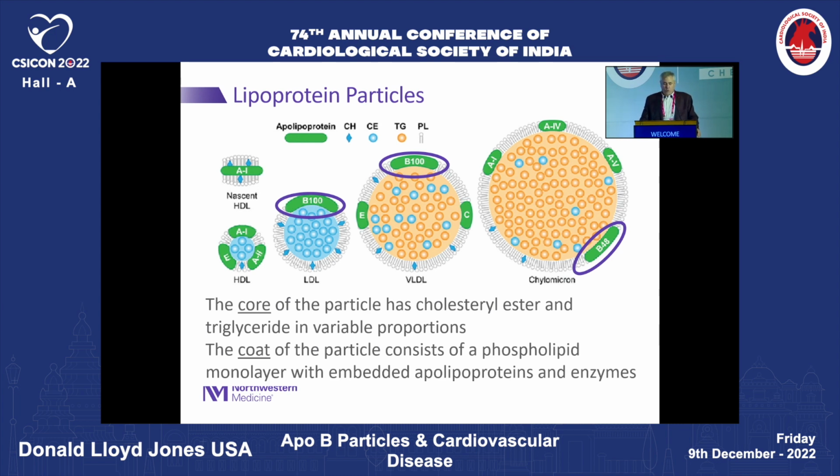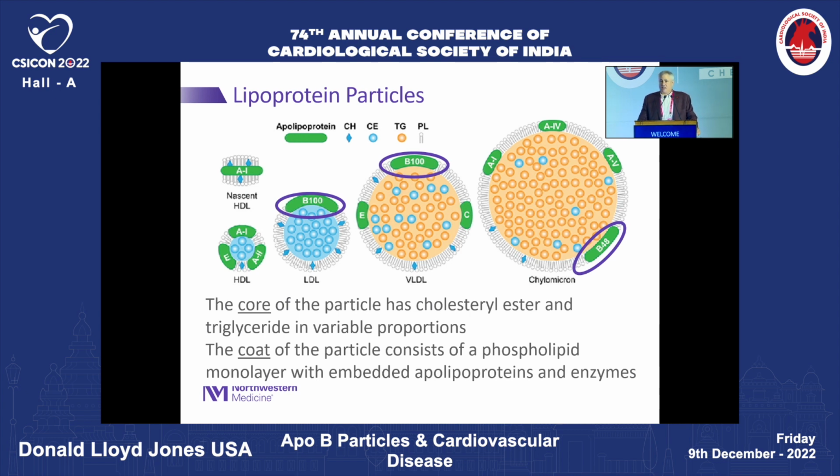As you can see here, the core of these lipoprotein particles has the cholesterol ester as well as triglycerides within those particles in variable proportions depending on which type of lipoprotein we're talking about. But the coat of the particles is composed of a phospholipid monolayer that has embedded apolipoproteins as well as enzymes. Again, those differ based on the type of lipoprotein particle that we're talking about. And I've highlighted here with the purple circles those apolipoprotein B proteins that specifically define the atherogenic lipoprotein particles.